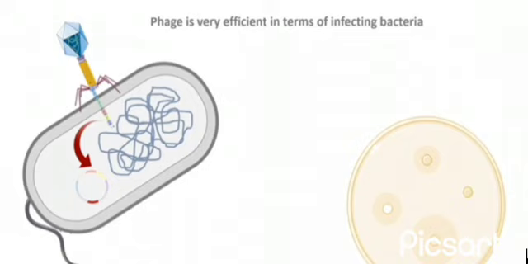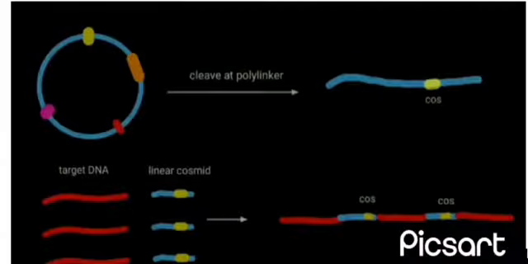Phage is very efficient in terms of infecting bacteria. As compared to other types of transformation methods, this method is very efficient, as it efficiently infects bacteria.